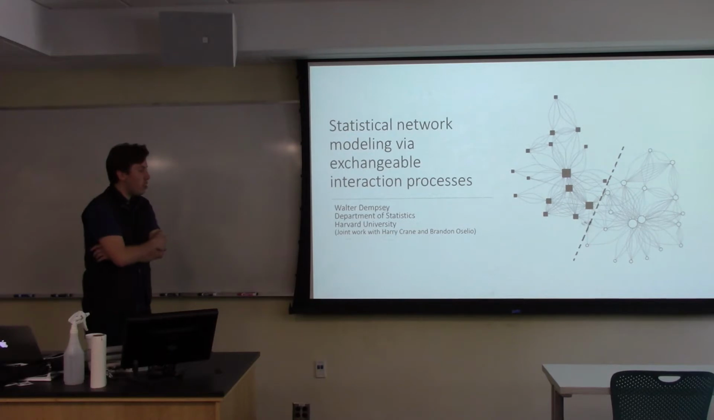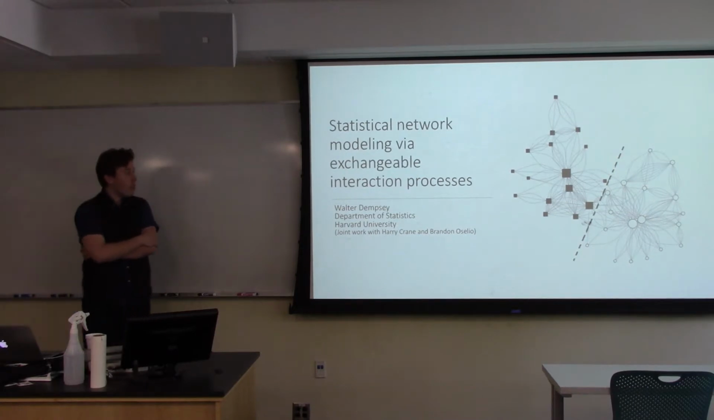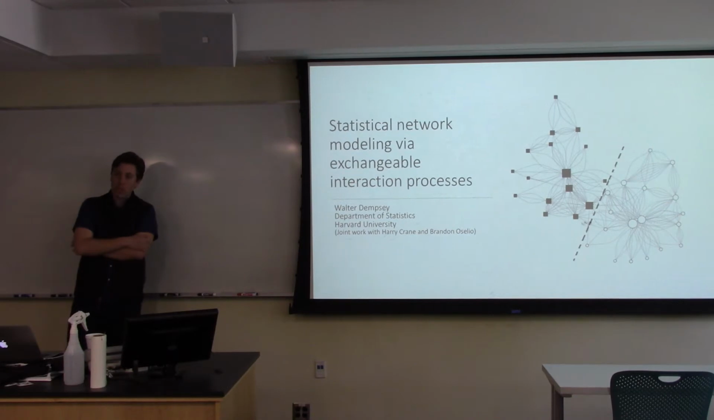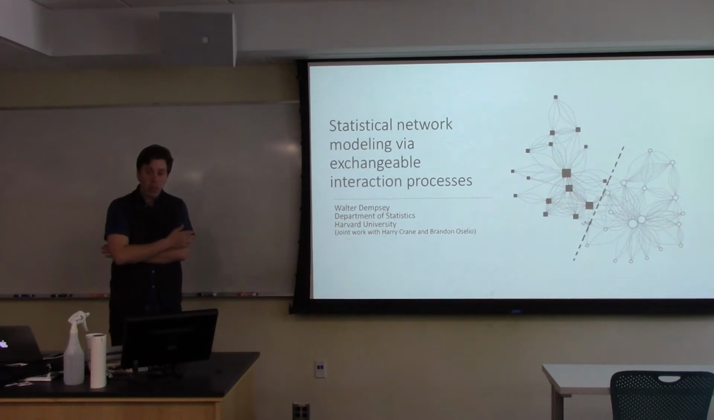So I do a bunch of different things. With Peter, I worked on some survival work and exchangeable survival processes. I work with Susan Murphy now. Actually, Peter and I did some joint modeling of survival and longitudinal data. And then with Harry, I switched from doing exchangeability on survival processes to exchangeability with respect to networks. So this is joint work with Harry Crane. And then recently I've been thinking of extending this work to more complex interaction processes. And so that's joint work with Brandon Oselio at Michigan.